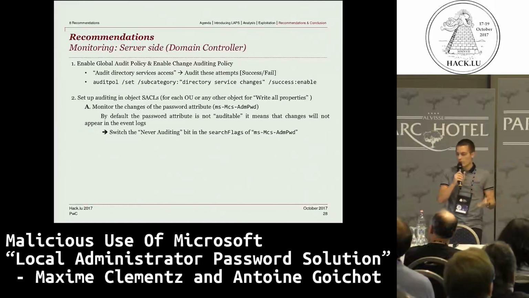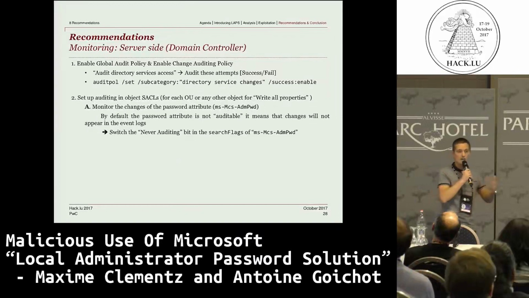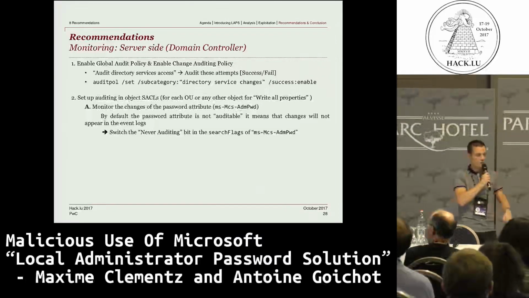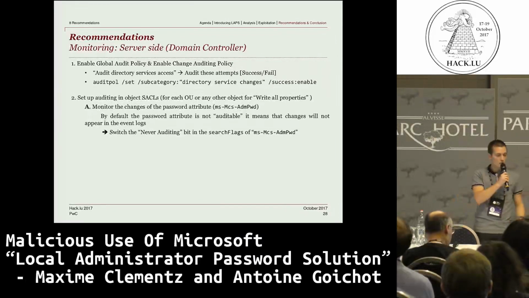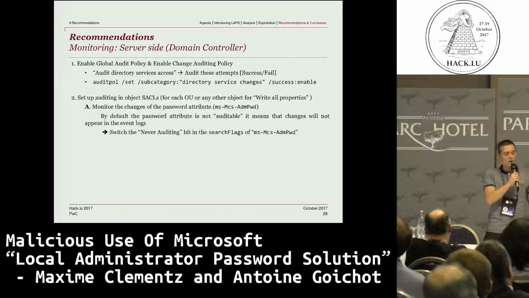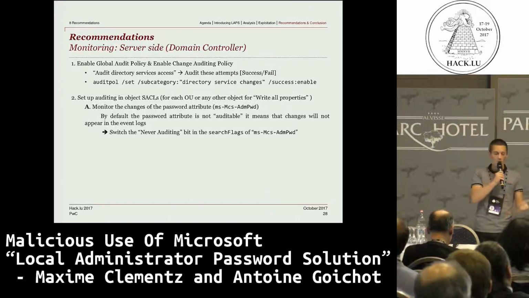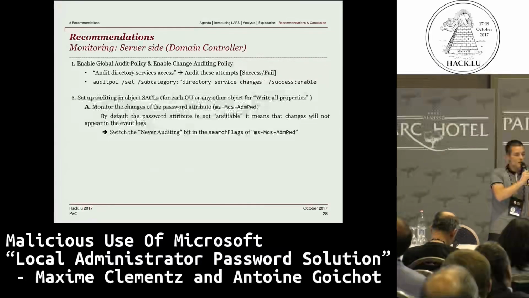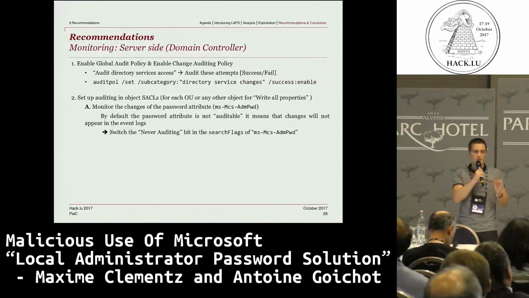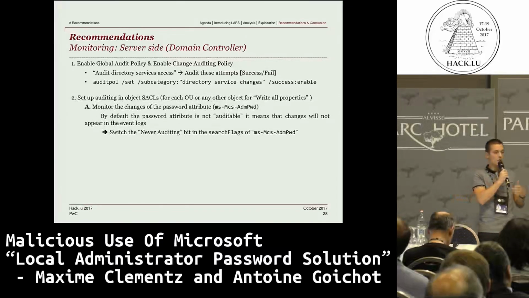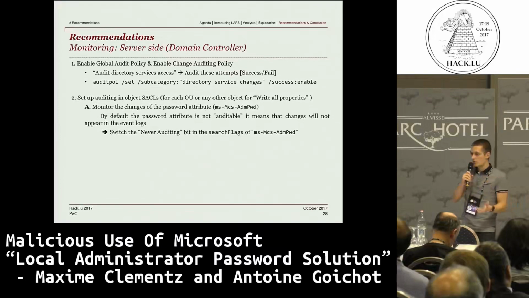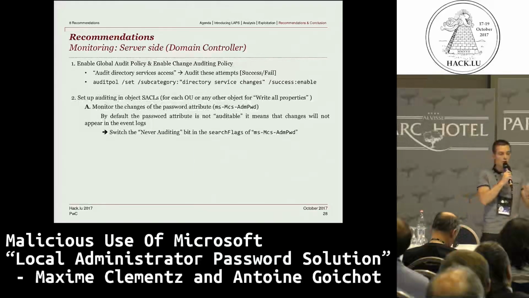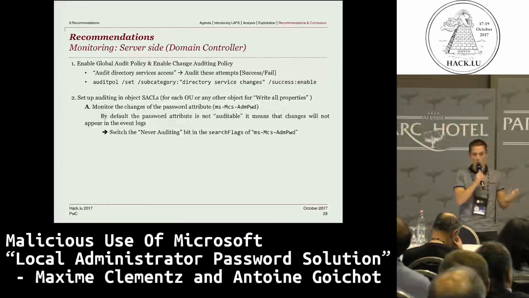So another possible recommendation would be to intensively monitor everything that happens on the server side, because this is where the attributes are monitored and changed. So, of course, you will have to enable some logging on your domain controller. I'm quite sure that all of you have already done that. And one way to do it is to monitor the changes of the password. But since this password has some special attributes in order to prevent anyone from reading it, you would have to change the never-audit bit of the search flags of the attribute on the domain controller.